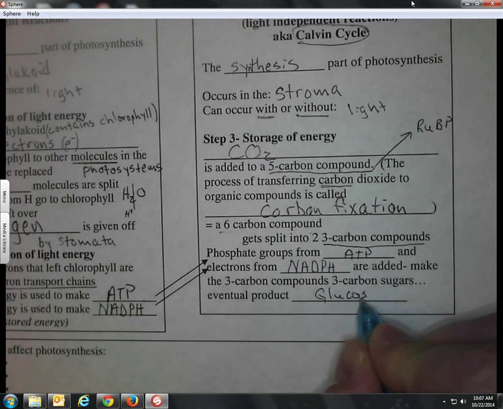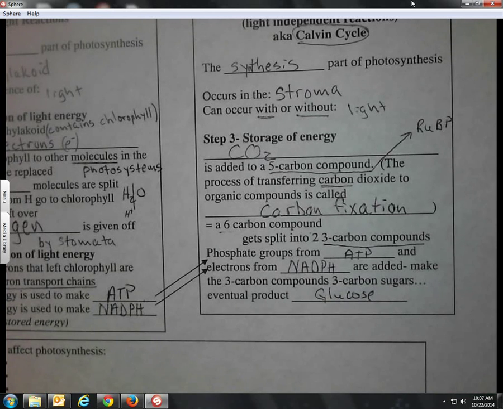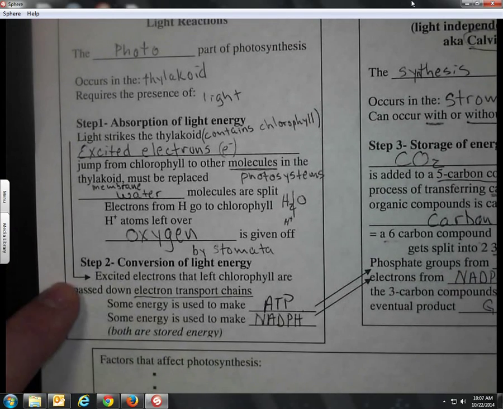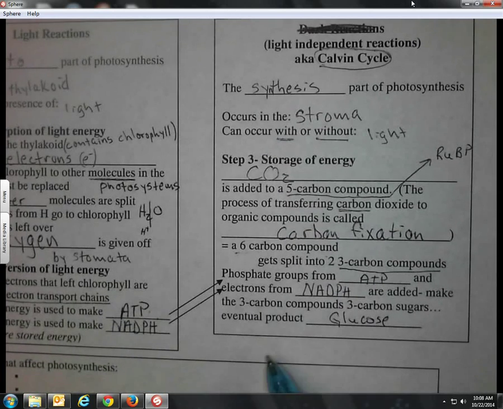Alright, so in the light reaction part, the first stage of photosynthesis, the end products were ATP and NADPH. ATP is an energy molecule. NADPH is going to carry those excited electrons, if you will, or energy from those excited electrons, and it's going to get transferred, or used by the Calvin cycle to eventually make glucose.